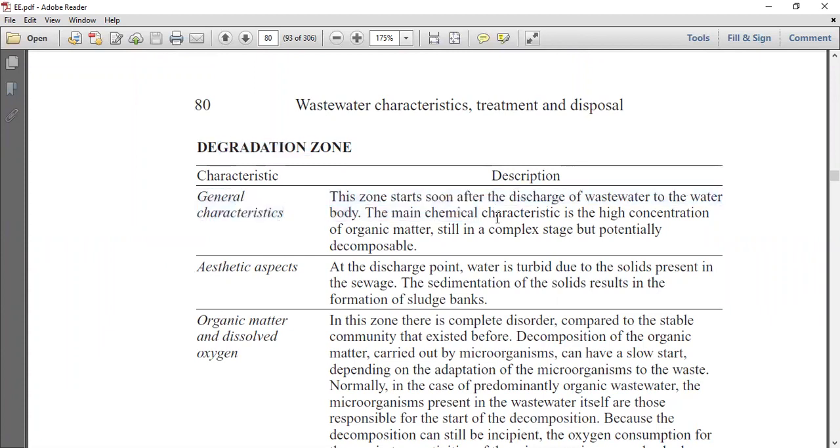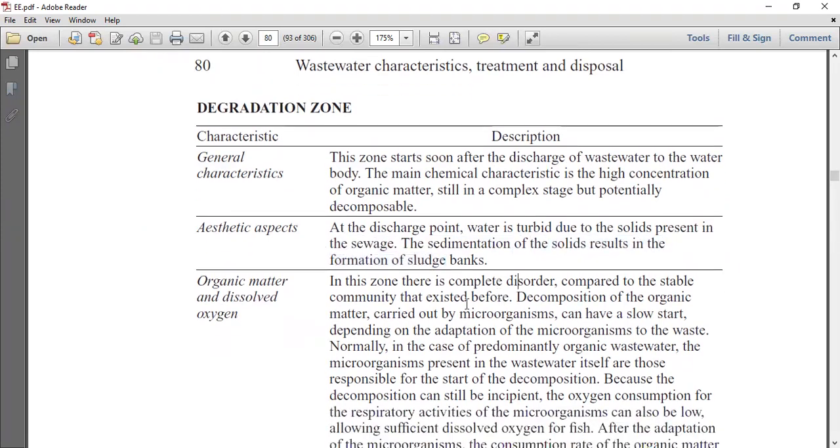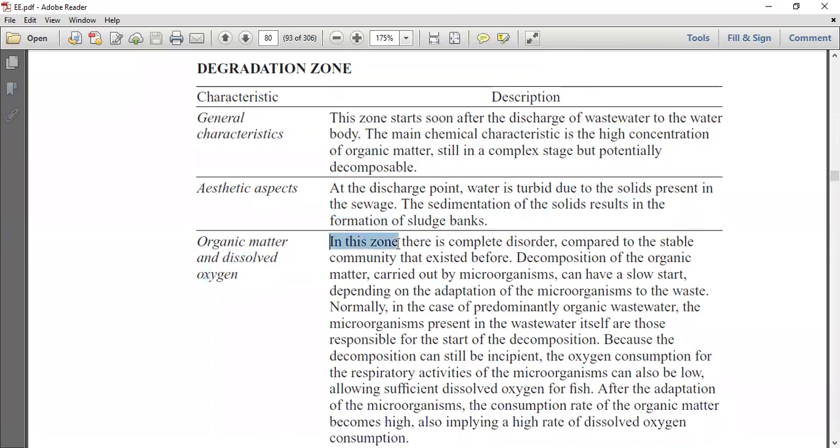This zone starts soon after the discharge of wastewater into the water body. The main chemical characteristic is the high concentration of organic matter, still in a complex stage but potentially decomposable. Aesthetic aspect: at the discharge point, the water is turbid due to the solids present in the sewage. The sedimentation of the solids results in the formation of a sludge bank. In this zone, there is complete disorder compared to the stable community that existed before. Decomposition of the organic matter carried out by microorganisms can have a slow start, depending on the adaptation of the microorganisms to the waste.